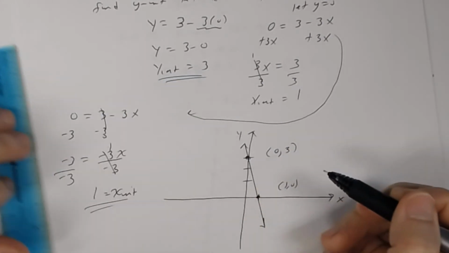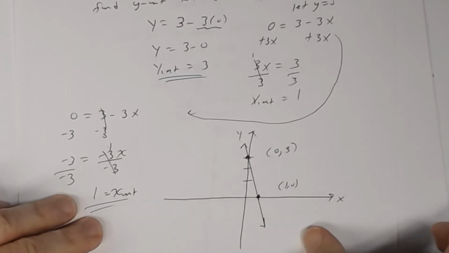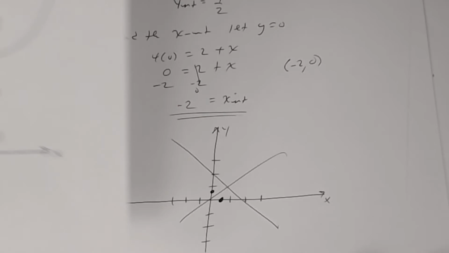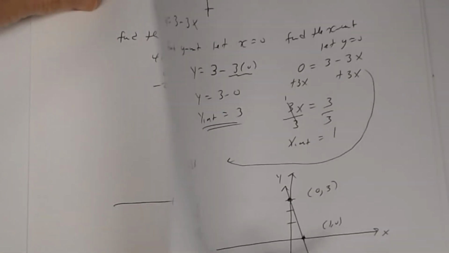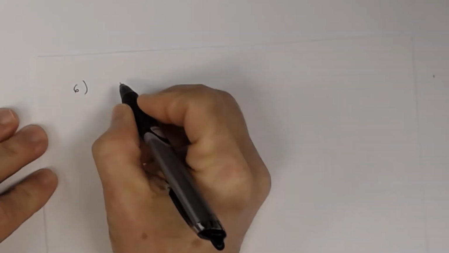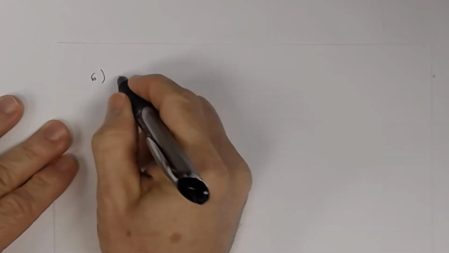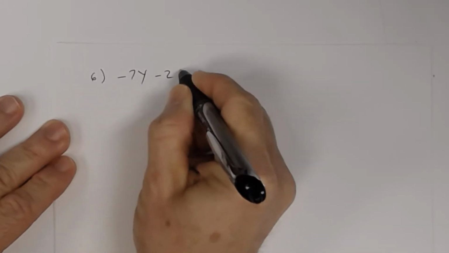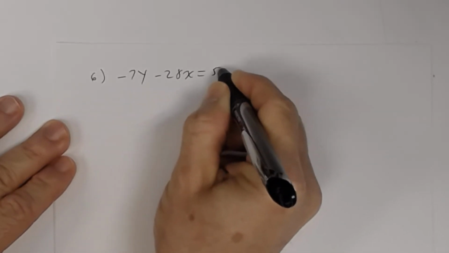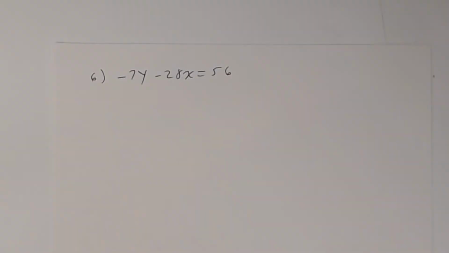Okay, and so there's the line. So then you would graph the line. All right, and then number 6, the last one, we have negative 7y minus 28x equal 56.